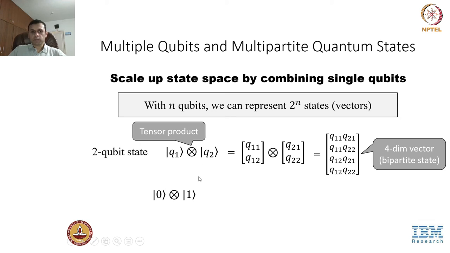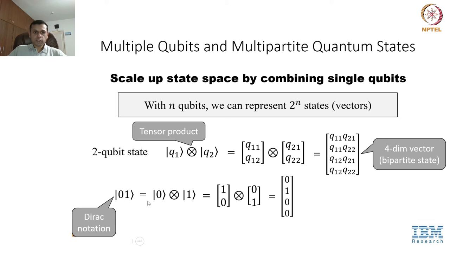Let's take an example here to make this clear. If we take the bipartite state 0, 1, which means we must do its tensor product, and 0 can be represented by this matrix, 1 by this matrix, and if you do the tensor product, then this is what you end up getting. If you notice here, in each row, we are multiplying each pair of elements across these different states. So you have q11 multiplied by q21. The next row is q11 multiplied by q22, q12 multiplied by q21, and q12 multiplied by q22. If you do the corresponding multiplications here, this is the output you get.